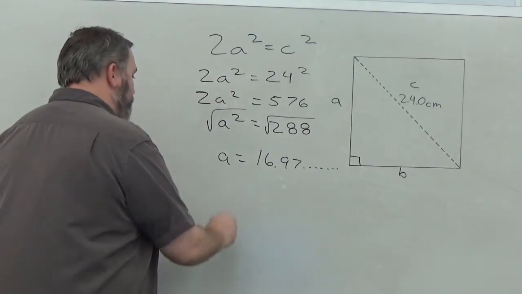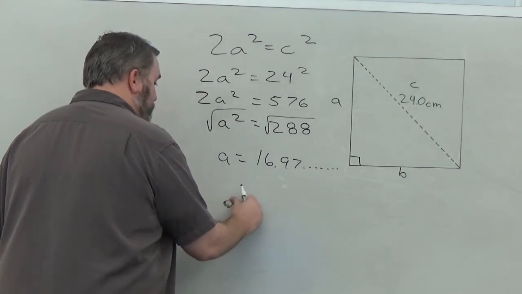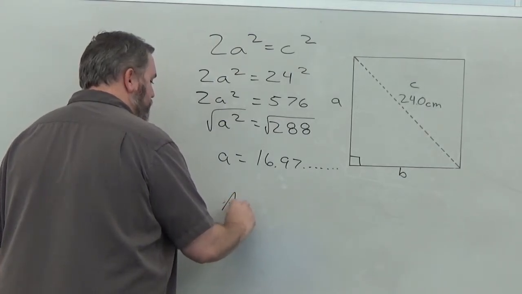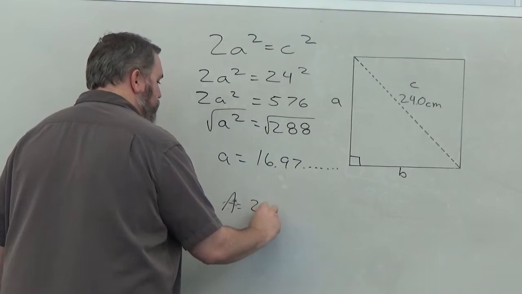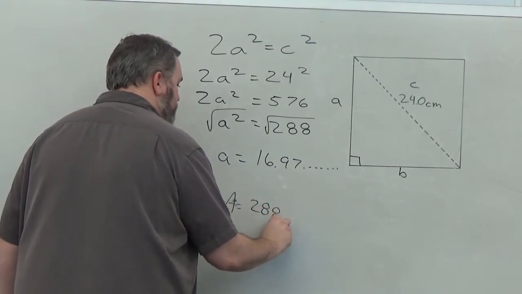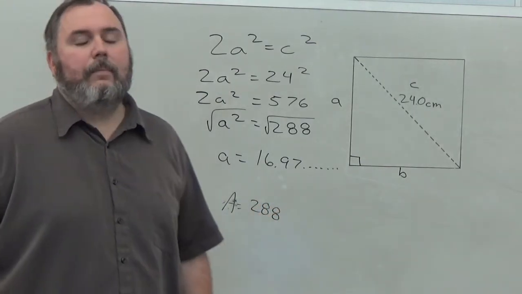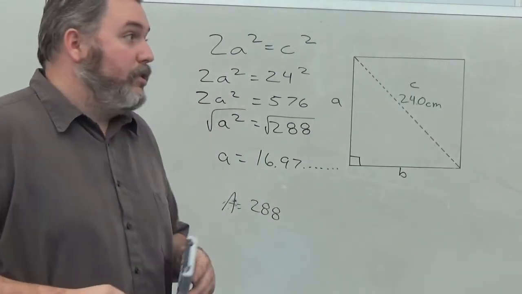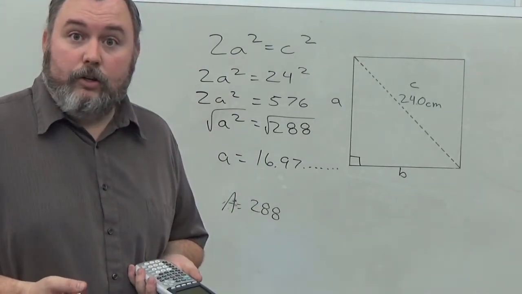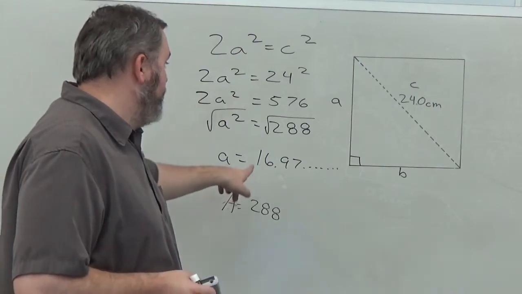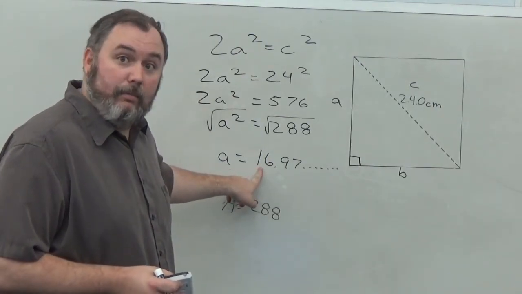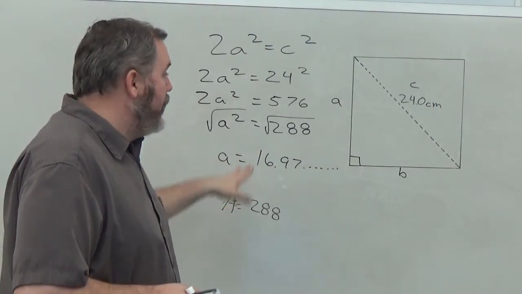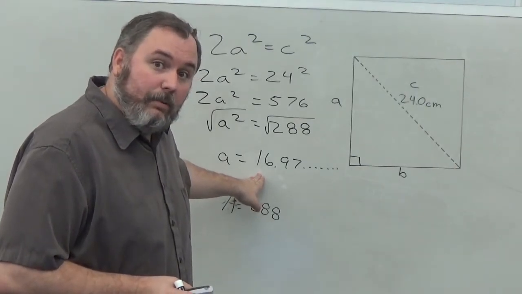You get A, as in big A, is equal to 288. What just happened? Well, a while ago, we told you that to find the area of a square, you do base times height. Well, what was my base? 16.97, and so on. What was my height? 16.97, and so on.